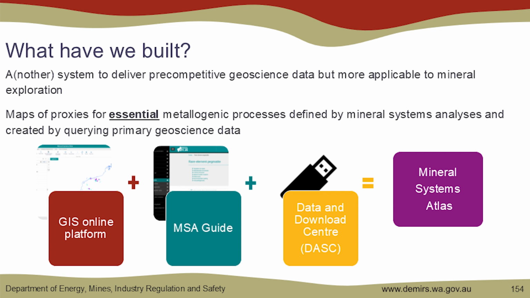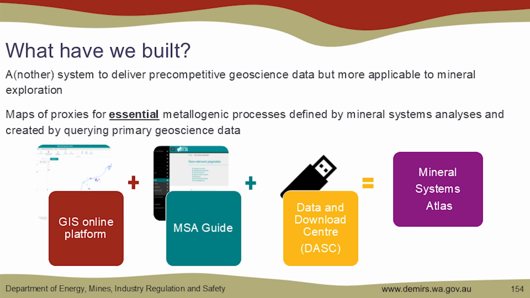If anyone's familiar with our GeoView database, the GIS component of it anyway is an exact carbon copy of it, but where GeoView is very general, our atlas is very tailored and very specific to mineral exploration and what we think you guys would find useful to go out and find deposits. So it's a map of proxies of essential metallogenic processes defined by mineral system analysis and by querying primary GS science data. So at the moment, just GSWA databases.